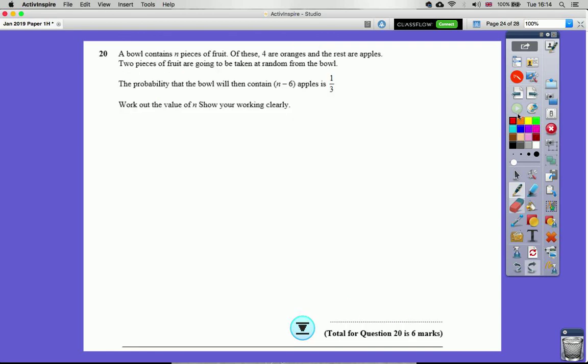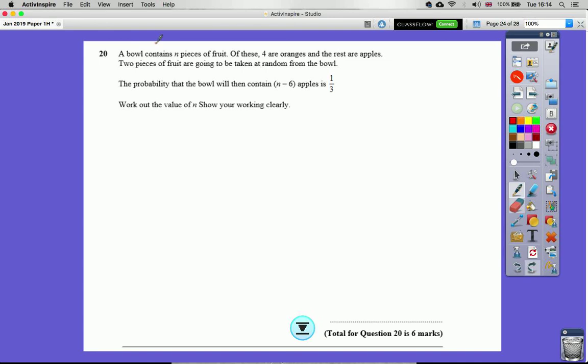Question number 20. So a bowl contains n pieces of fruit. One of these 4 are oranges and the rest are apples. 2 pieces of fruit are going to be taken at random from the bowl. The probability the bowl will then contain n minus 6 apples is 1/3. Work out the value of n showing your working clearly.